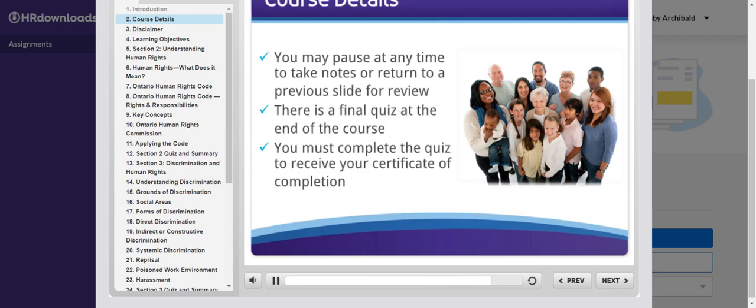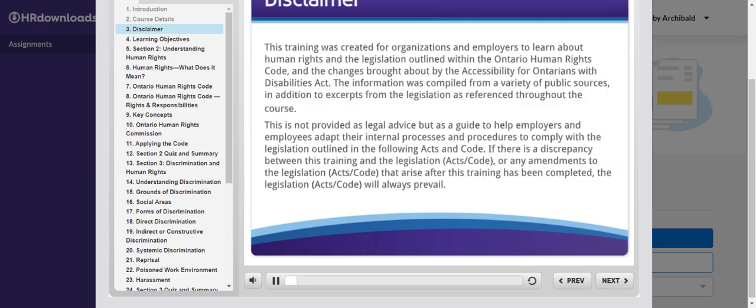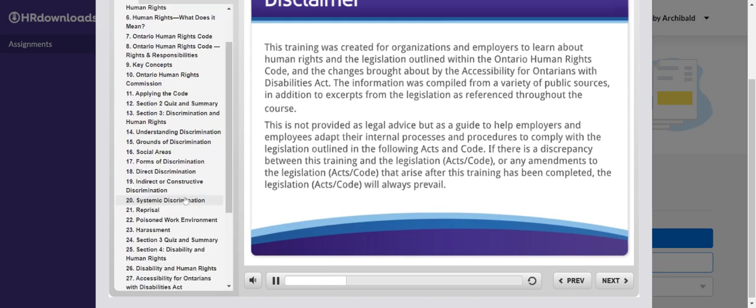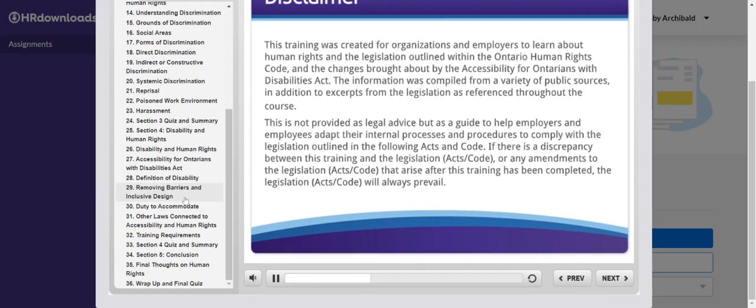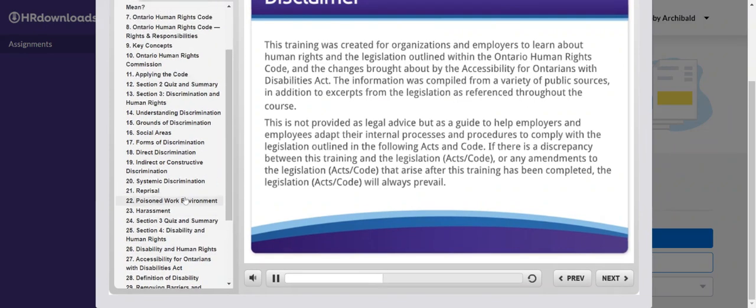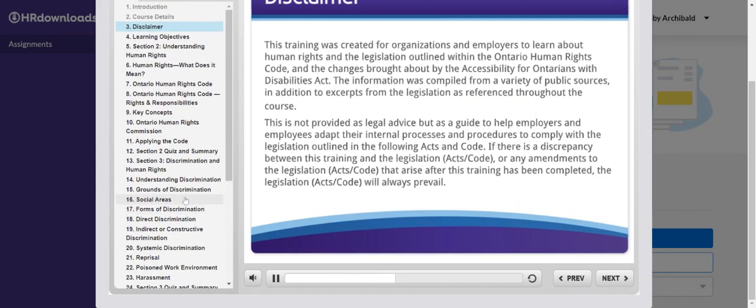Let's begin with an overview of what will be covered in this section. This training was created for organizations and employers to learn about human rights and the legislation outlined within the Ontario Human Rights Code and the changes brought about by the Accessibility for Ontarians with Disabilities Act. The information was compiled from a variety of public sources, in addition to excerpts from the legislation as referenced throughout the course. This is not provided as legal advice, but as a guide to help employers and employees adapt their internal processes and procedures to comply with the legislation outlined in the following acts and code.